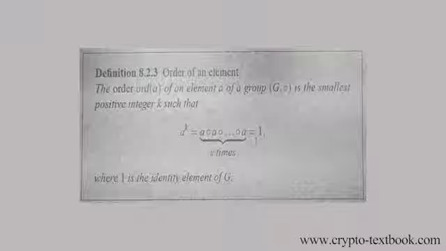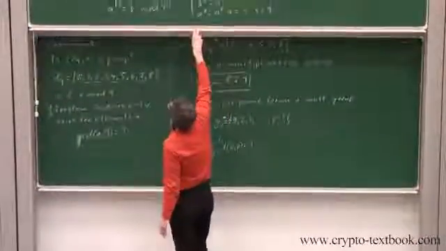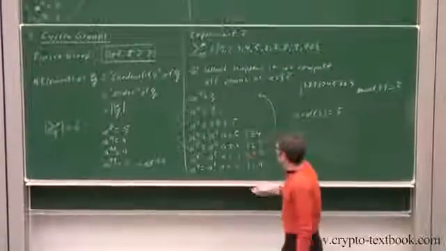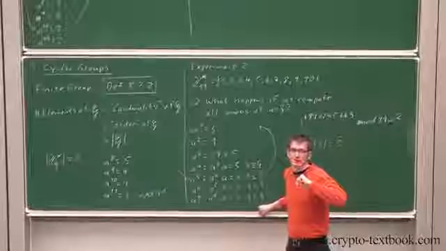Why did I write the smallest integer k there? Does anyone know why I wrote the smallest integer k? Why do I need that? Yeah.